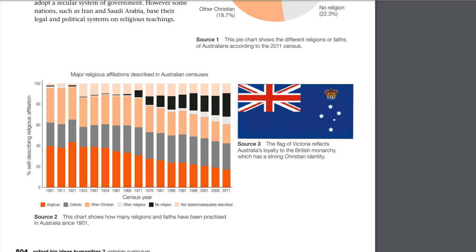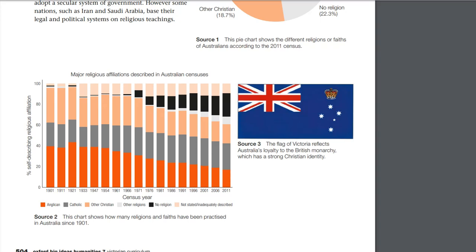So this shows us over time what changes if we look along this axis. So we can see Anglican. Actually, there's less and less people saying that they are Anglican since 1901 down to 2011. We can see that no religion actually grows. It does the opposite, where there's more people that are saying that they have no religion as the years go by.